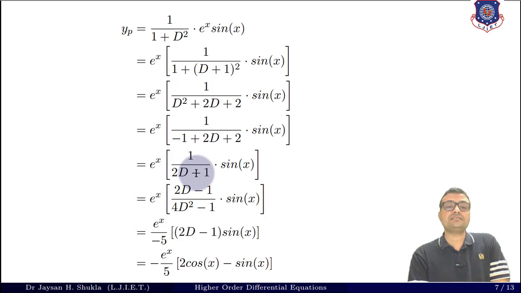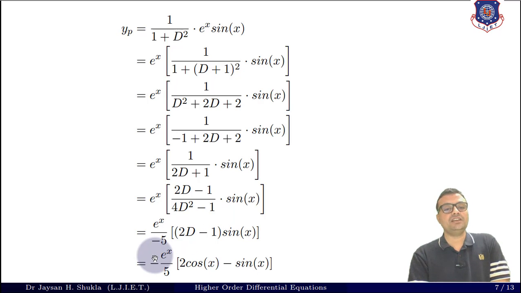Now we know that in sine and cos we cannot convert the value of D. We can only convert powers of D which are even. So to generate an even power of D in the denominator, I am multiplying and dividing by its conjugate. So it is 2D minus 1 in numerator, 2D minus 1 in denominator, which will give you a perfect square. So it is 4D square minus 1. Now I can replace this D square with minus 1. So it is 2D minus 1 upon 4 into minus 1 minus 1. So it is minus 5.